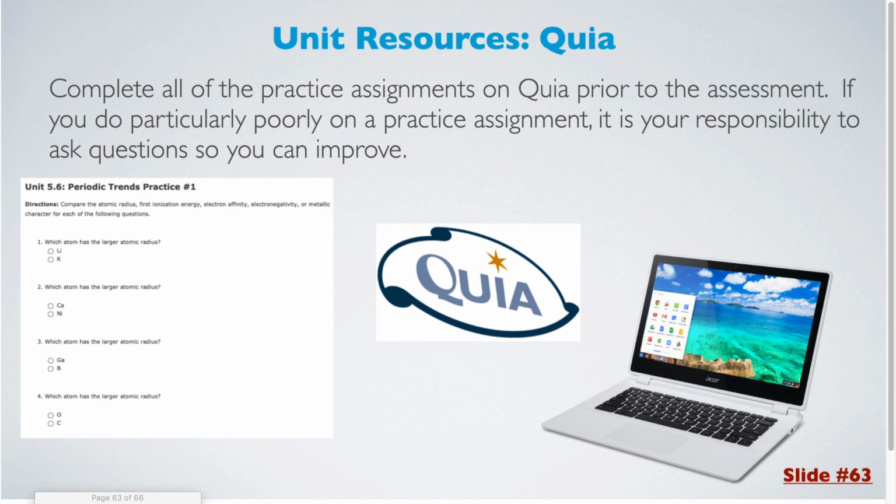So that concludes all of the notes for this unit. You want to make sure that you take advantage of all of the other resources that could be used to help prepare you for the next unit test. This includes all of the practice assignments on Khan Academy. Remember that it is your responsibility that if you do poorly on any of the practice assignments, that you seek out help in order to improve.